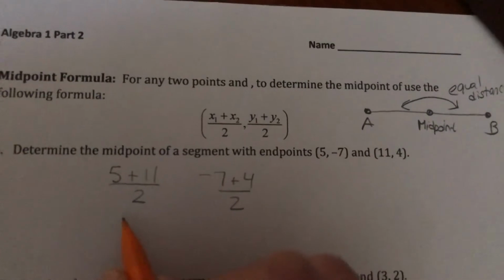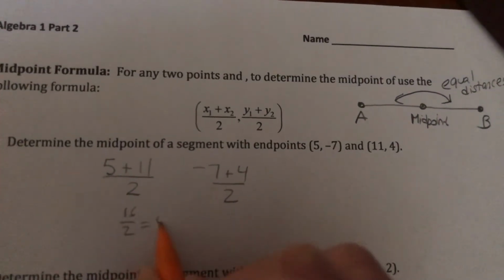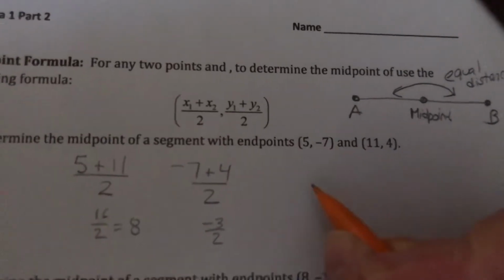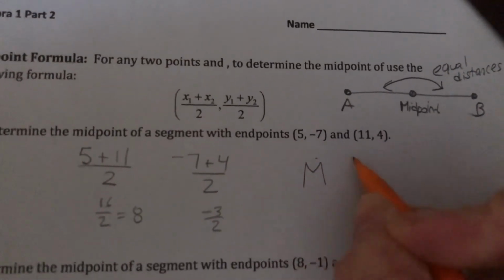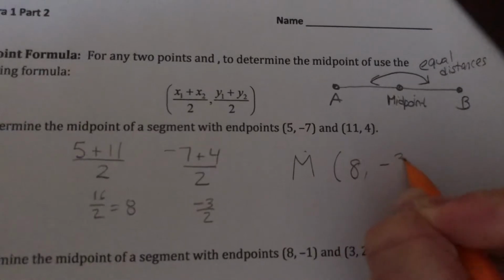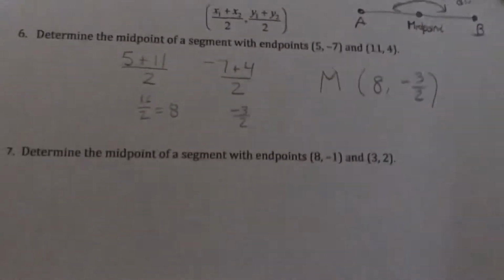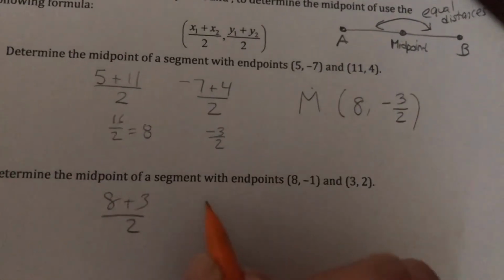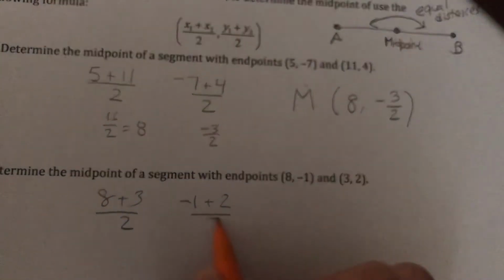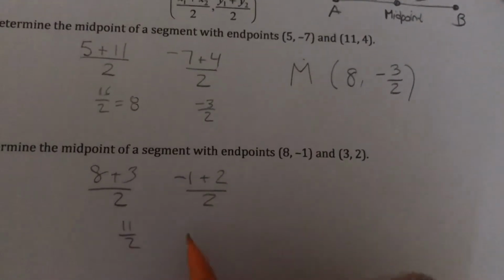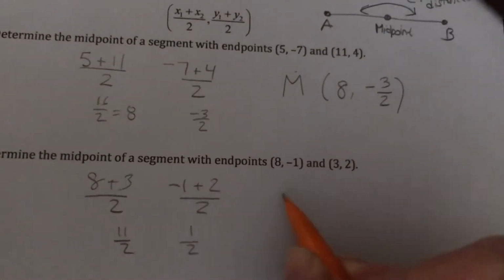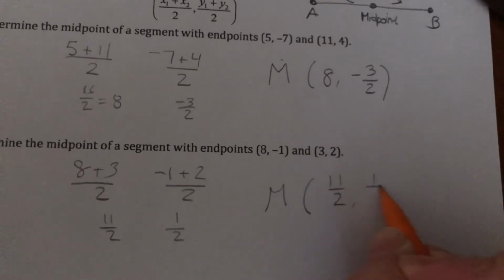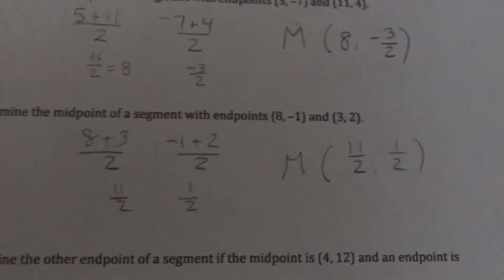So I get 16 over 2, which is 8, and then I get -3 over 2, which is -3 over 2. So my midpoint, I'll use a capital M, is (8, -3/2). Okay, let's try the next one. So our midpoint here would be (11/2, 1/2), and you can leave them just as fractions.